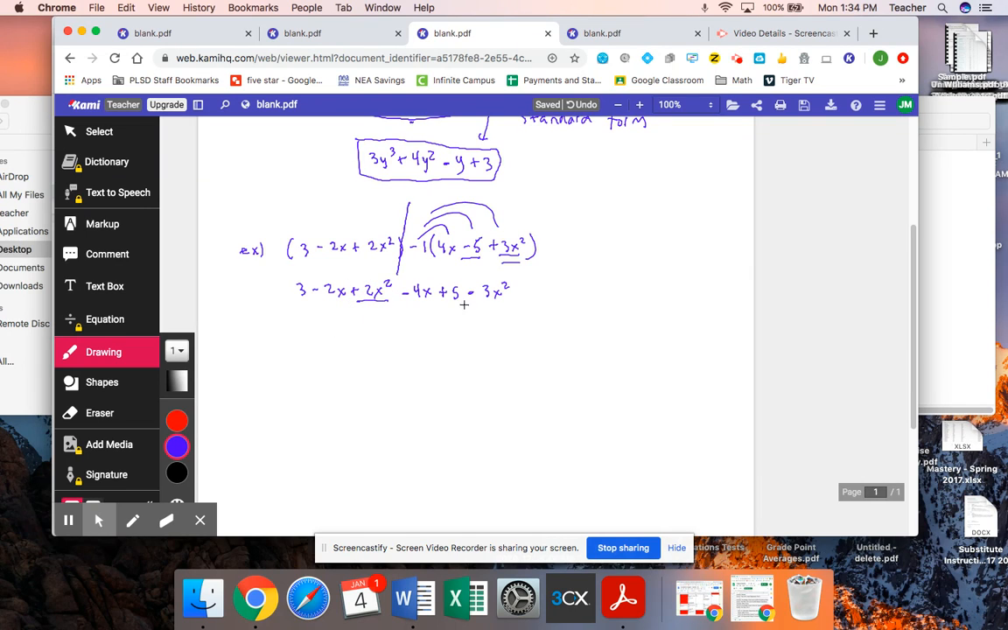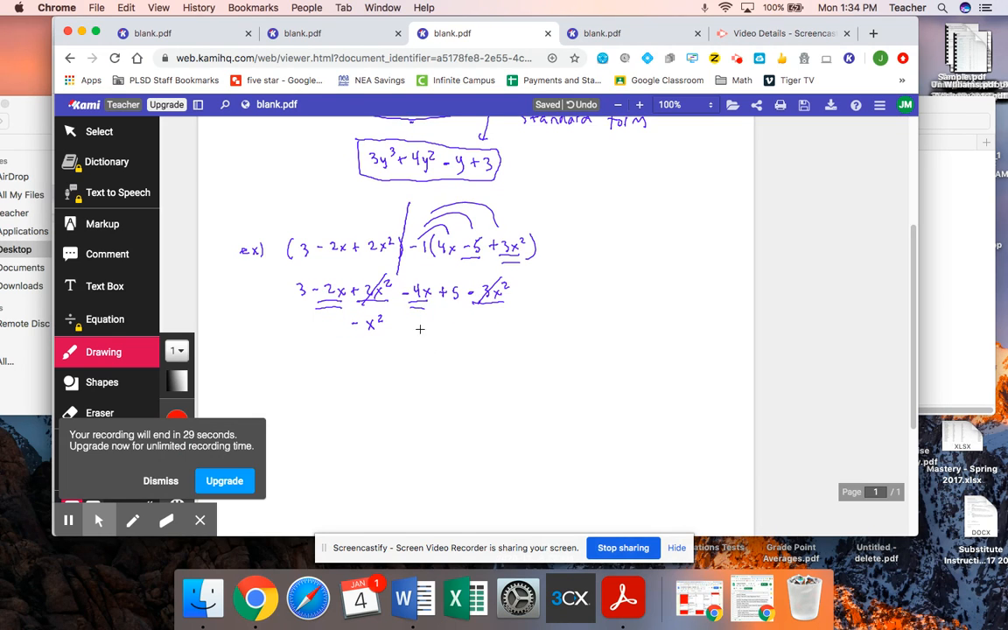Let's go with the x squared terms first so we can put it in standard form. That had to be negative x squared because that's a positive 2 minus 3. Let me cross those out. Now let's look at the x's. There is a negative 2 and a negative 4. Altogether, that's a negative 6. Get rid of those two. And then we have a positive 3 and a positive 5, which is a positive 8. It is in standard form already because I started with the highest term. That's how you subtract polynomials.